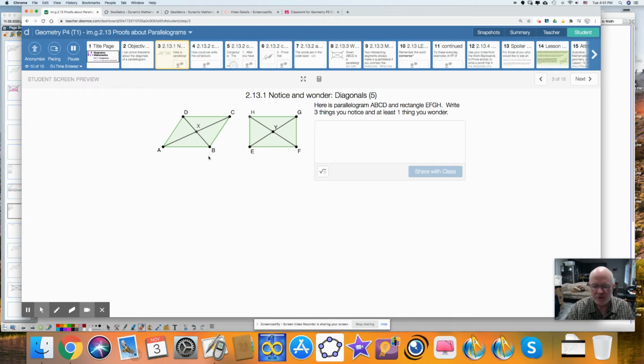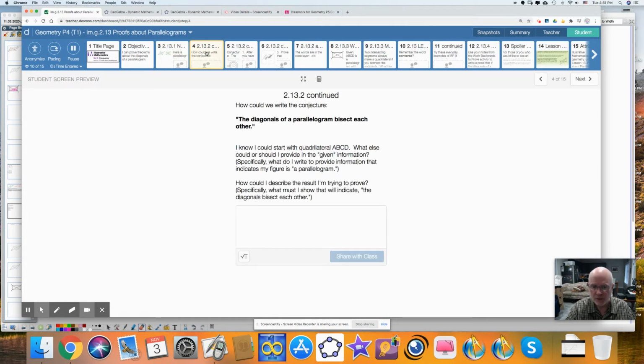So a few things to wonder. The pertinent things that people wondered were, I wonder if the diagonals bisect each other, and I wonder if the diagonals of a rectangle are congruent. And we are going to investigate those today.